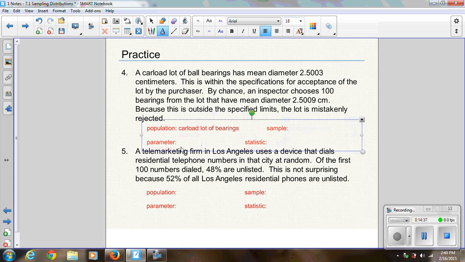And the parameter of interest, we actually know the true mean of 2.5003 centimeters, and that would be the diameter. The sample in this case would be the 100 bearings that were chosen. And the statistic, in this case, again, it would be an X bar, so I'm going to just write X bar, and that would equal the 2.5009 centimeter diameter of the sample.